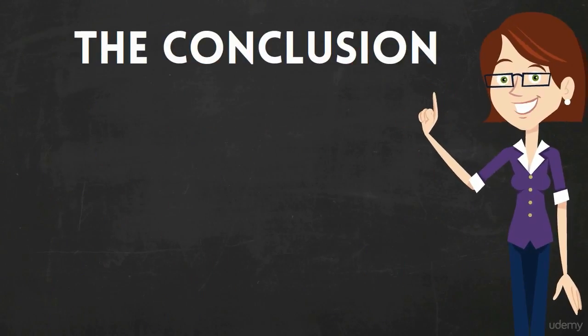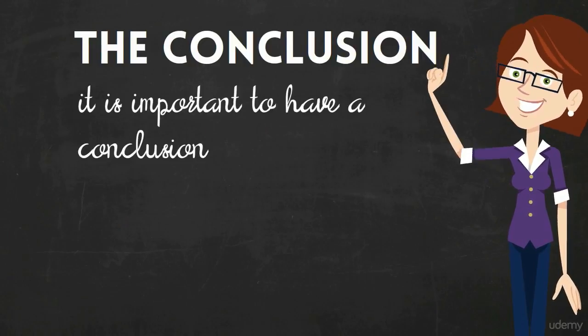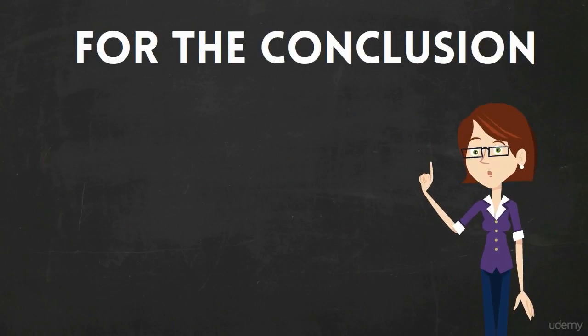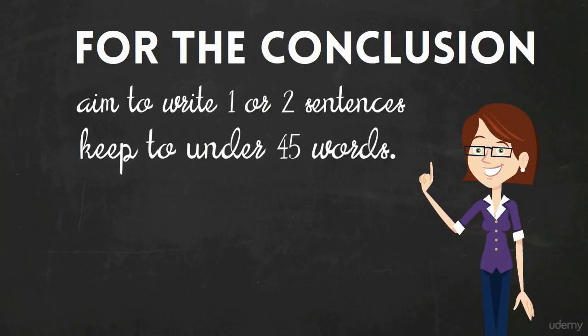It is very difficult to get a good score in Task 2 if you haven't finished the essay with the conclusion. Even if you are running out of time, make sure you write one. For the conclusion, aim to write just 1 or 2 sentences that paraphrase what you have discussed in the essay. Try to keep it under 45 words.